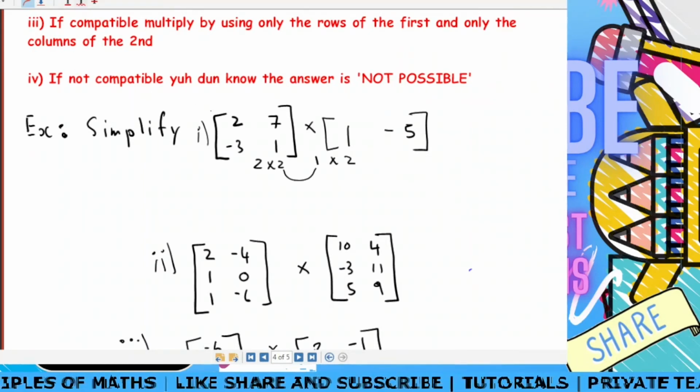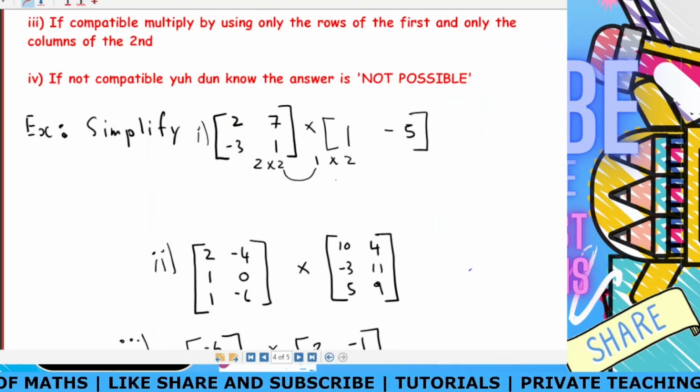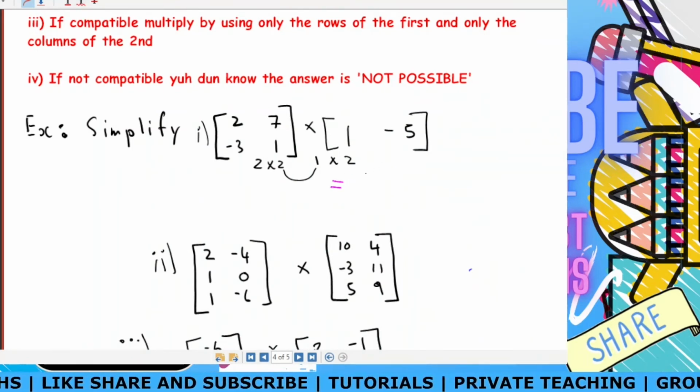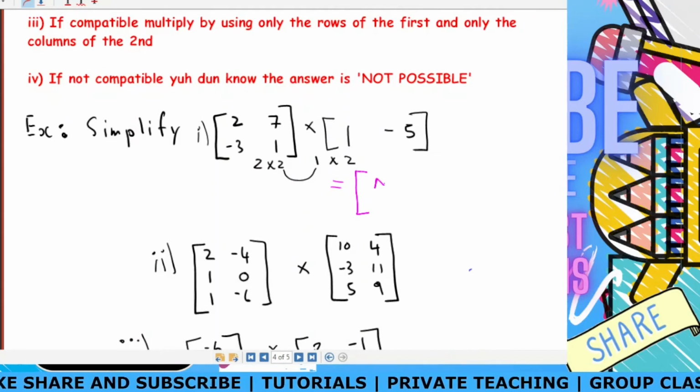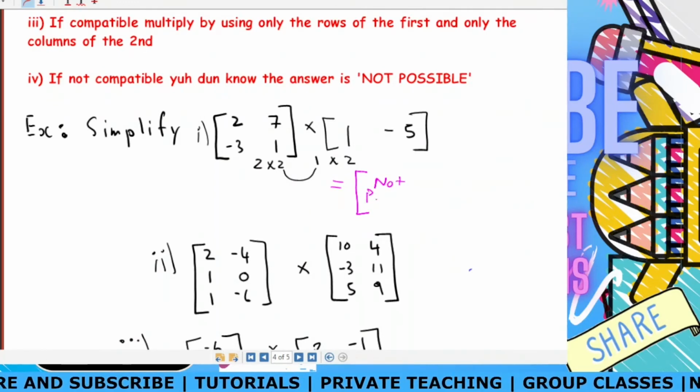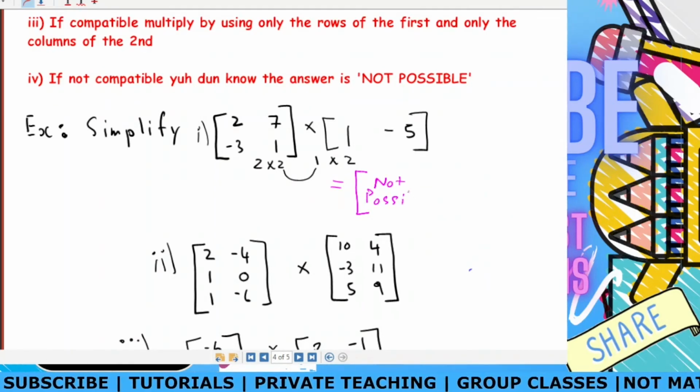If the middle numbers are not the same, then what it therefore means is that they are not compatible for multiplication. And if they're not compatible for multiplication, then what is our answer? Pretty simple. You don't know anything already. Not possible.